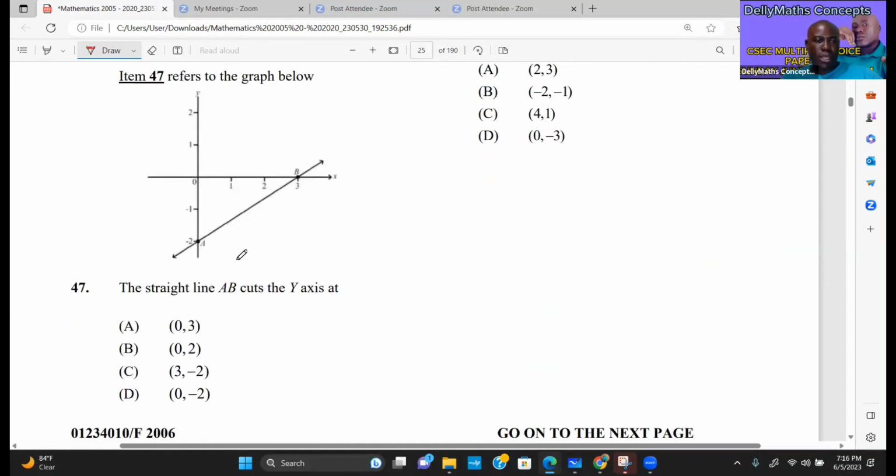47. The straight line AB cuts the y-axis here, which as a coordinate is (0, -2). So you're looking for that here.